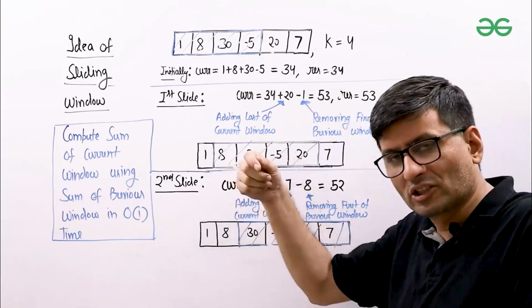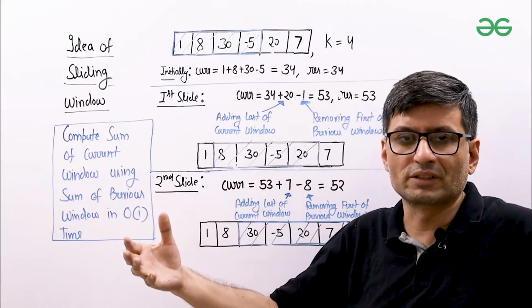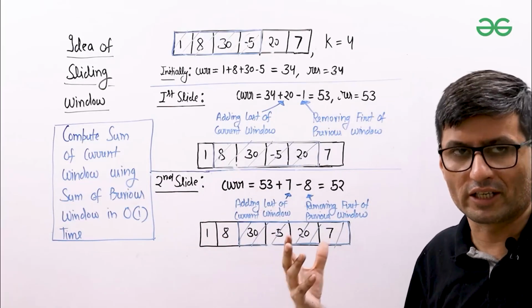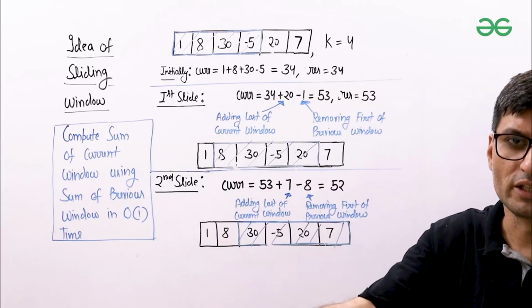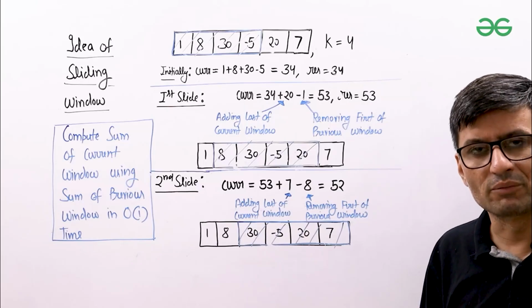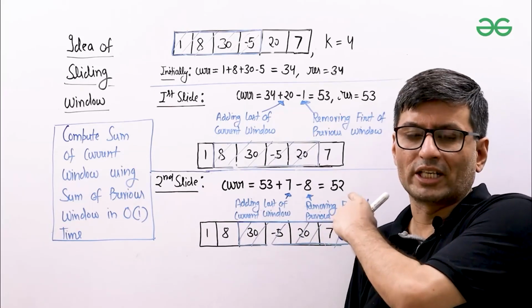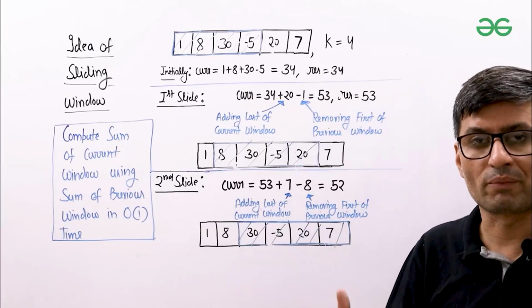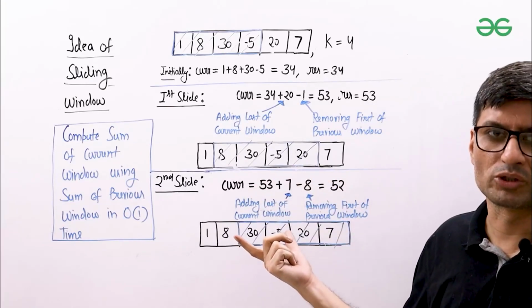See, instead of doing a sum by running a loop, what we did was subtract the first item of the previous window and add the last item of the current window. If it is XOR, you can again do the same thing. You can XOR with the first item of the previous window, they'll nullify each other, so the first item will be removed, and you can again XOR with the last item of the current window. This way you can also find the maximum XOR.